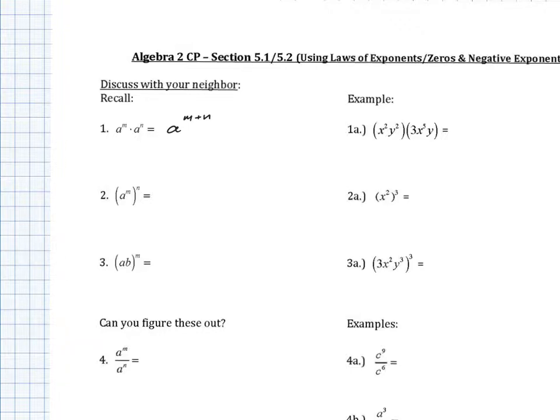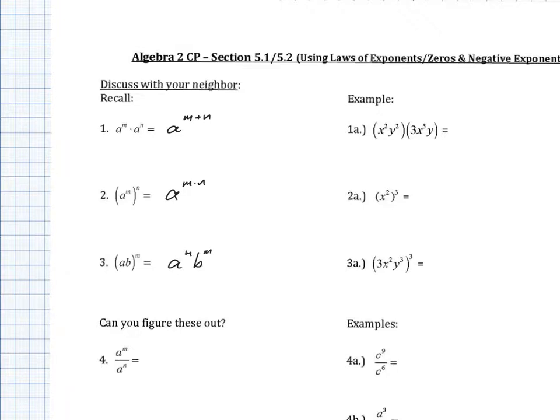Next one, number 2. What is that? A to the N, then A to the what? M N times N, right? And 3. A to the M, B to the M. It's going to be A to the M, B to the M.